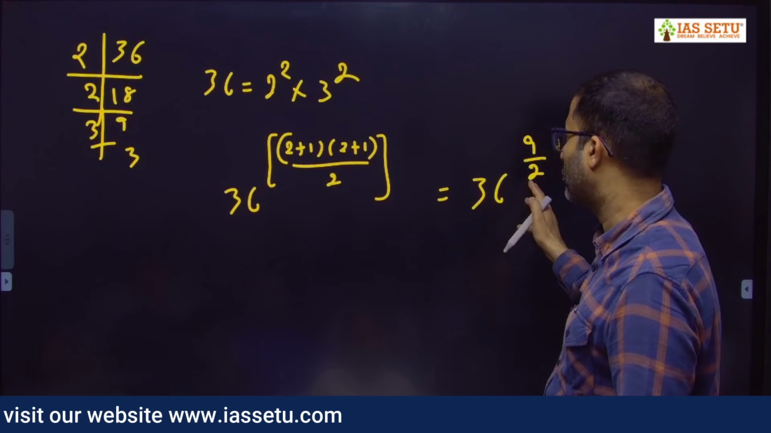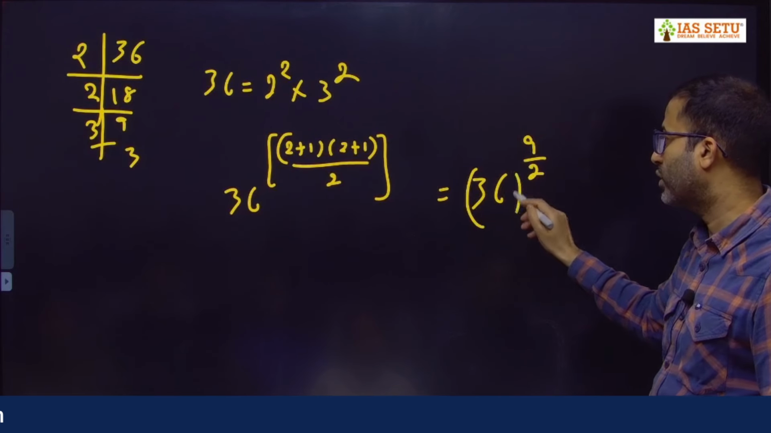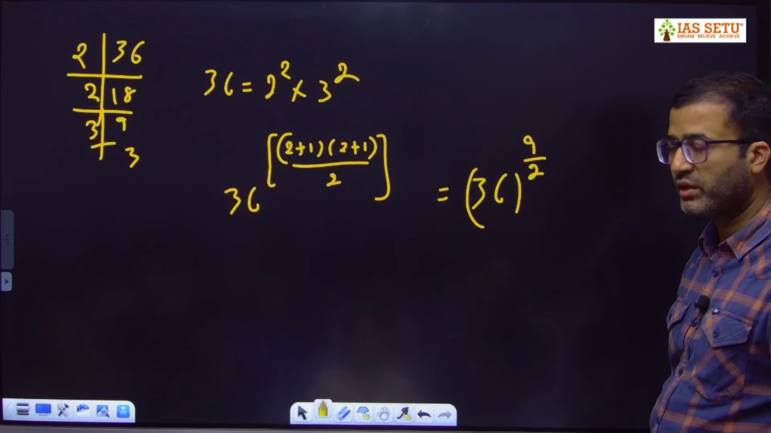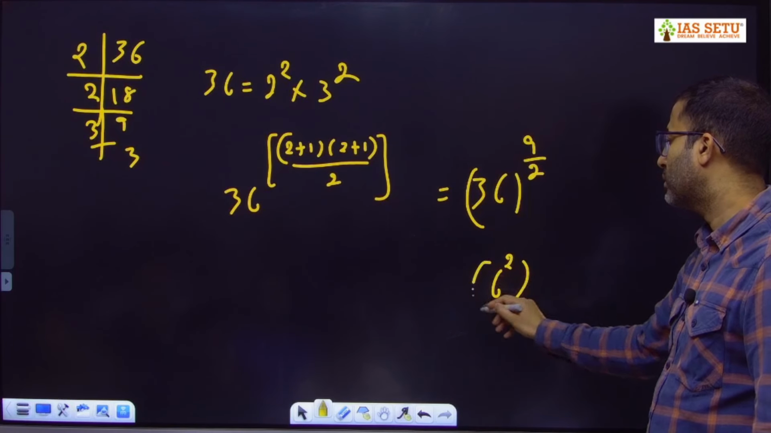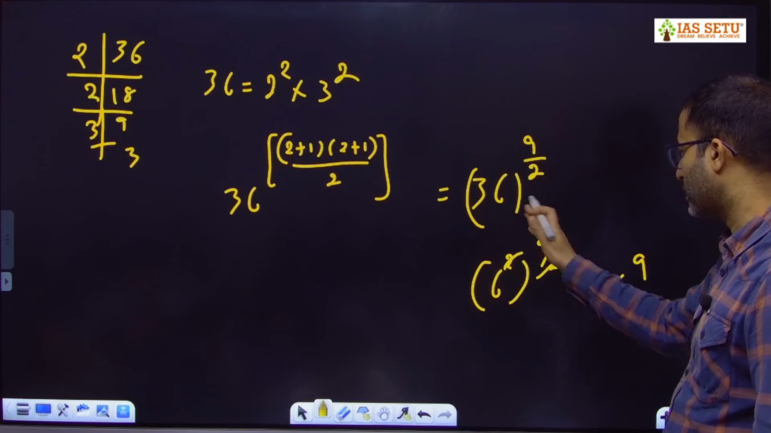Some students write 4 by 5. I will teach surds and indices. Till then, what can we do? What is 36? 6 square. 9 by 2. 2 से 2 कटेगा तो it is 6 to the power 9. ऐसा करो.